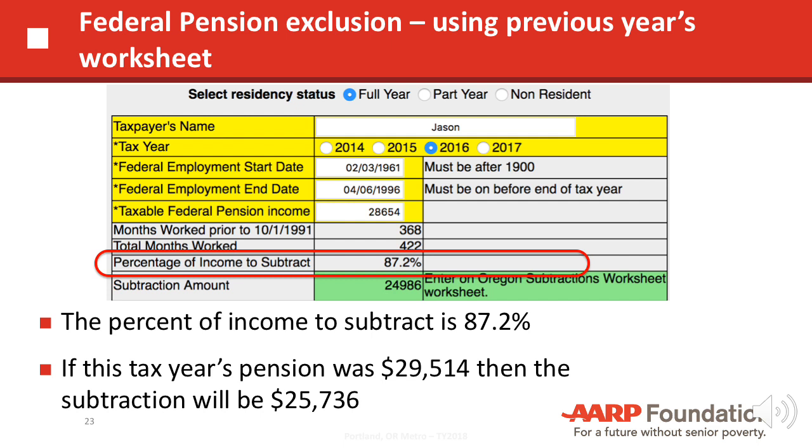In this example, taxpayer Jason subtracted 82.7% of his federal pension income on the state return. So even though the exact amount of the pension will change from year to year, the percentage of time worked prior to October 1991 will stay exactly the same. We'll take a look at one last example of a more complex subtraction on the Oregon return.